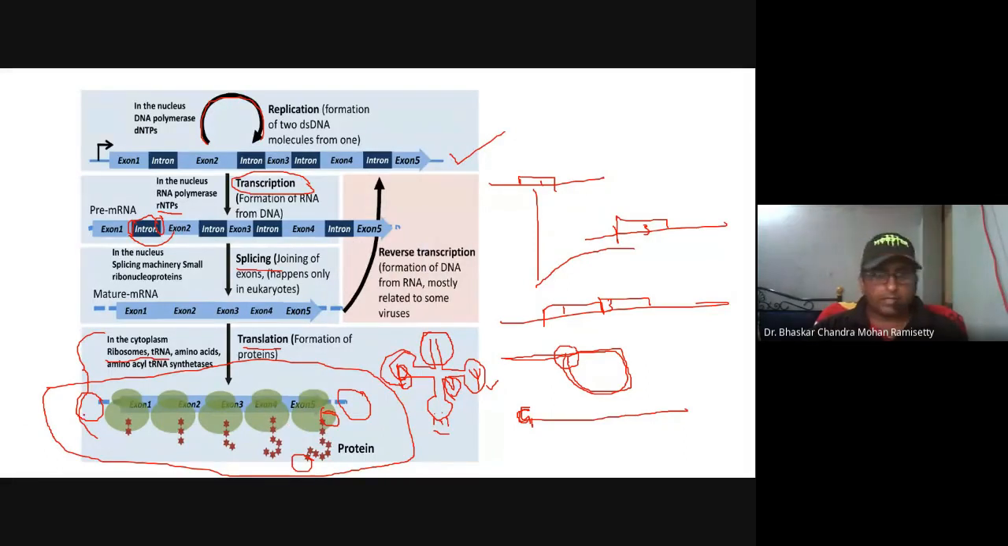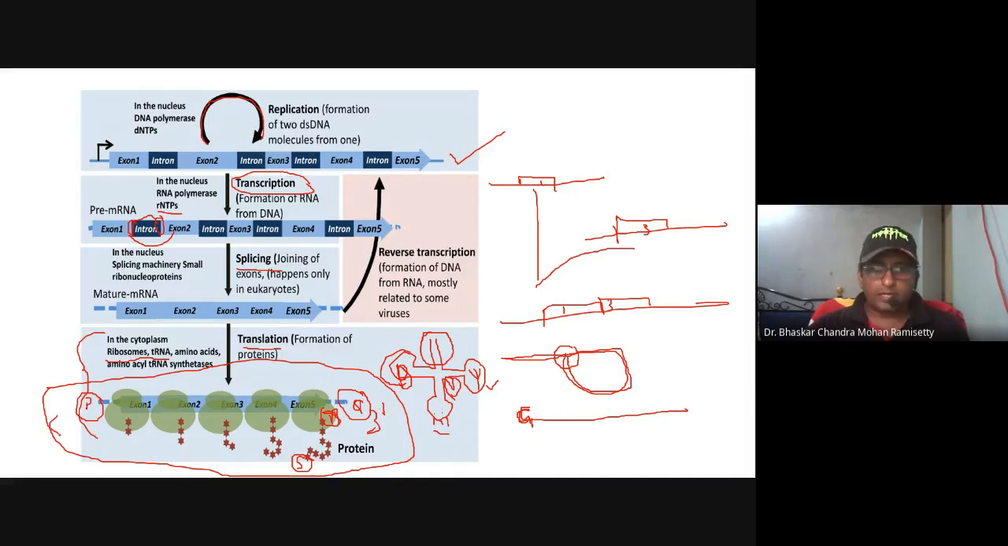I will call them P, Q, R, and S. Can you tell me what P is? Anybody? P is the 5 prime cap. That's fantastic, Deepa. And then R, no. Yes, so P is the 5 prime end and Q is the 3 prime end of the mRNA.